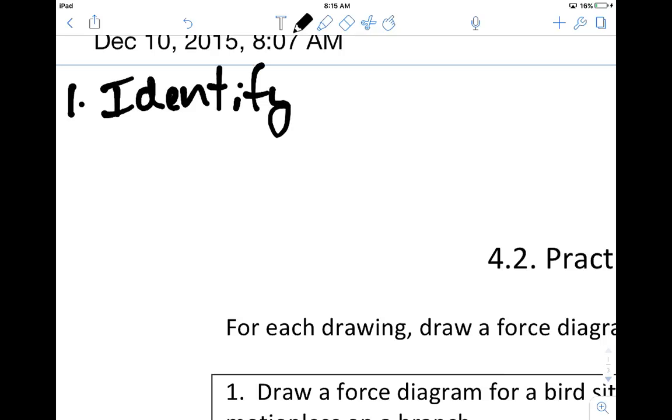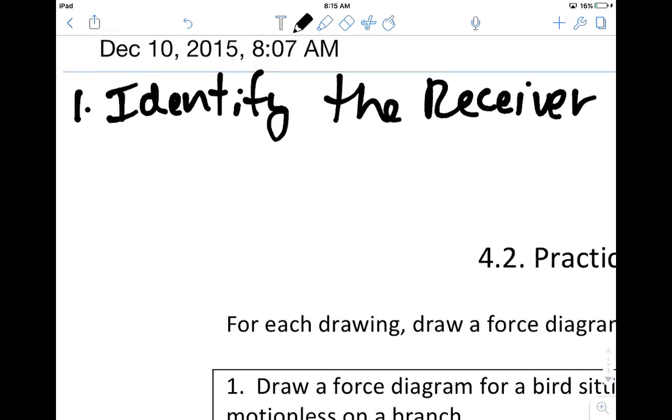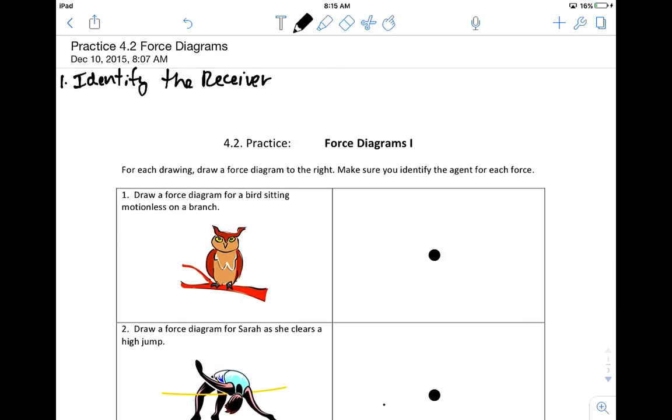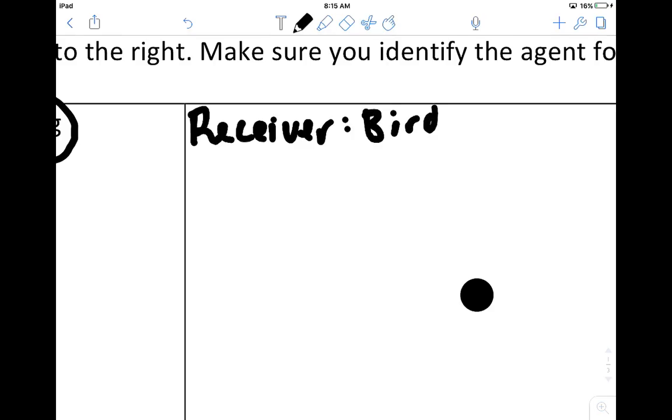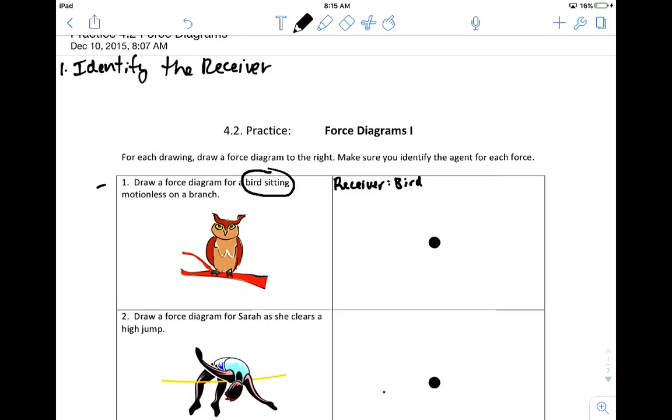So identify the receiver. So we want to focus on the thing that's getting the force. All right. So in number one here, the thing getting the force is the bird. All right. So what I'm going to do is I'm going to go in the top corner here, and for my diagram, I'm going to say the receiver is the bird. All right.